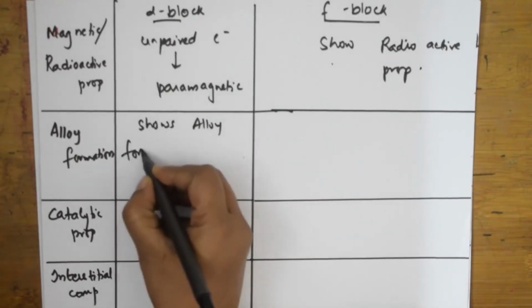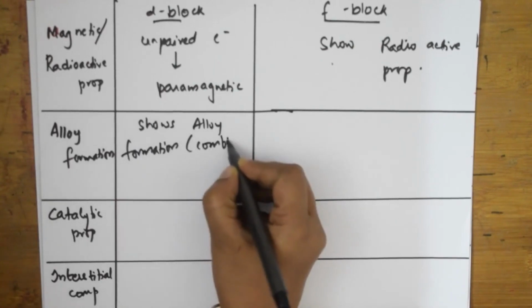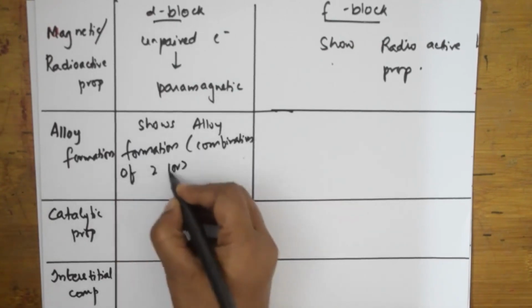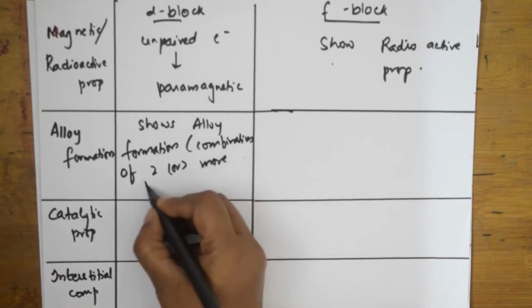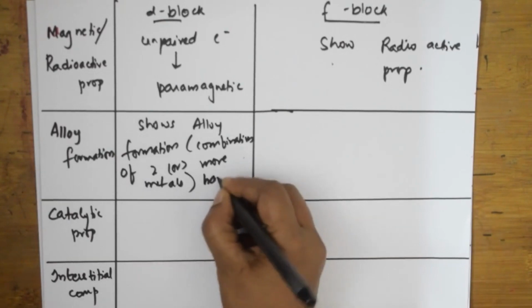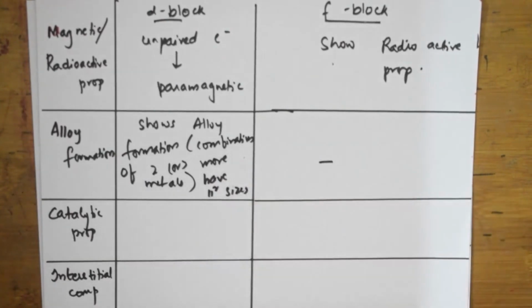So what is alloy formation? Just now I said alloy formation is nothing but a combination of two or more metals. Okay, a combination of two or more metals is an alloy. So why? Because they have similar sizes. So this is not possible in this case.